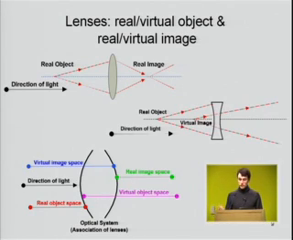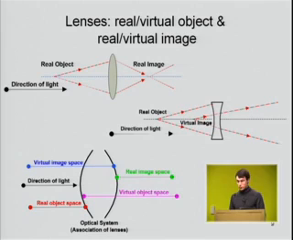So in this case, we're talking about a real object. This is a bulb. I mean, this is really something that I put for real on one side of the lens, and I have also a real image because I'm able to see it on the screen.